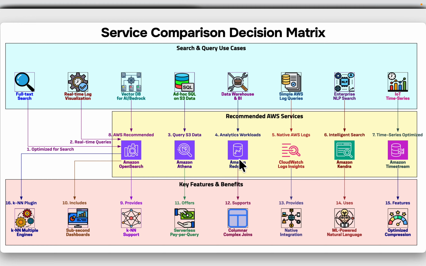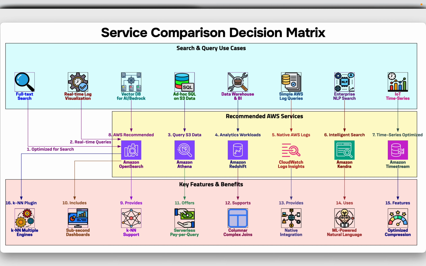So this is for analytics workloads, and this will support columnar storage and complex joins. Then if you need simple AWS log queries, CloudWatch Logs Insights provides native integration for AWS logs. And if you need enterprise NLP search, Amazon Kendra uses ML-powered natural language processing for intelligent search. So if you need this requirement, you will go with Kendra. And if you have IoT time series, Amazon Timestream is optimized for time series data with optimized compression.